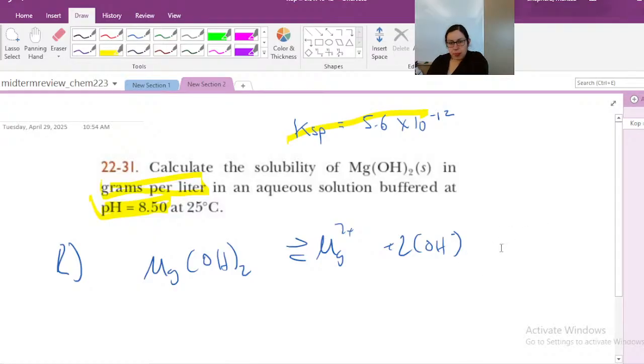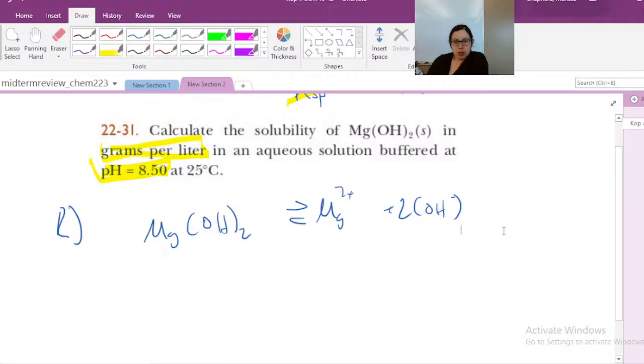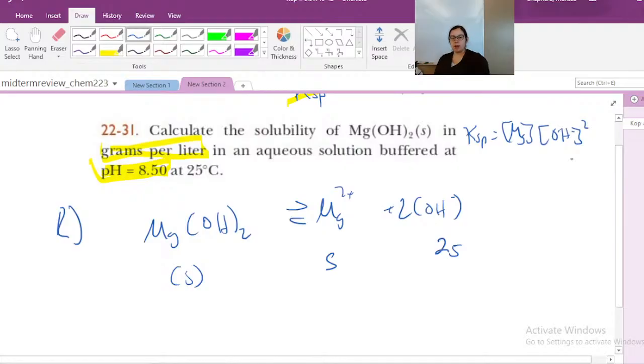Okay, so now we can set up our Ksp, trying to figure out our solubility. So we have some sort of S that is going to dissociate to S and 2S. And don't forget, Ksp is going to be whatever our magnesium is times our hydroxide concentration squared. All right, and then what do we do about this pH, though? So what is it telling us?